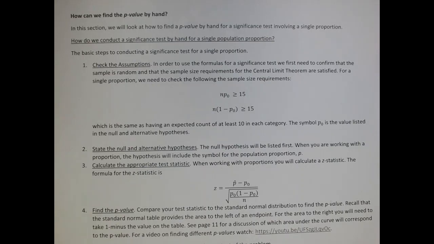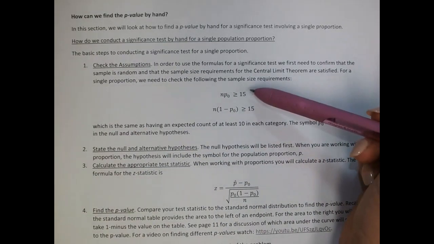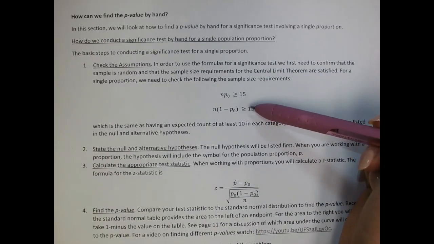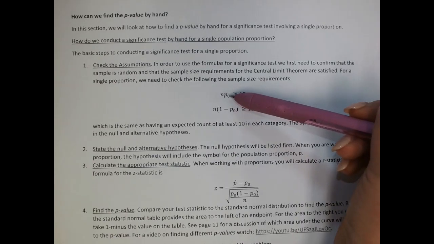The first step will be to check the assumptions. In order to use the formulas for a significance test, we first need to confirm that the sample is random and that the sample size requirements for the central limit theorem are satisfied. For a single proportion, we need to check the following sample size requirements. Notice that these look very similar to the sample size requirements when you worked with confidence intervals. The main difference is instead of p hat, we now have p naught in here.